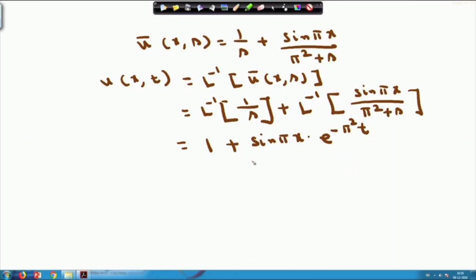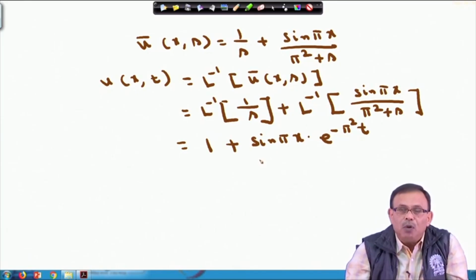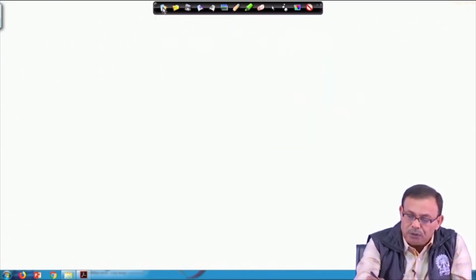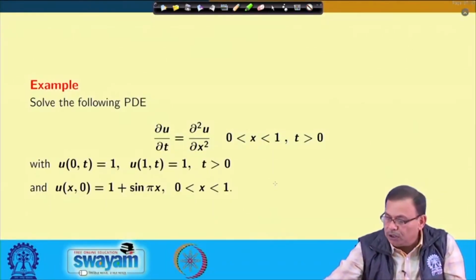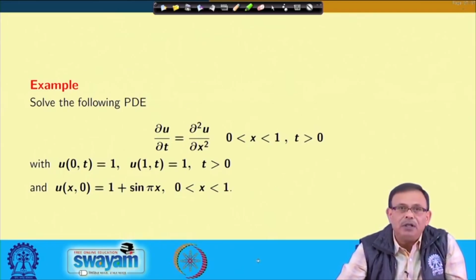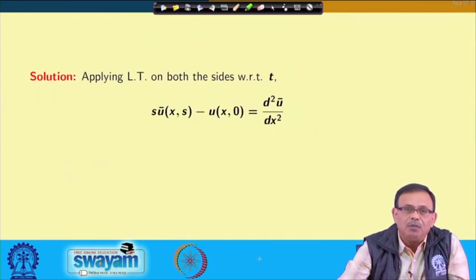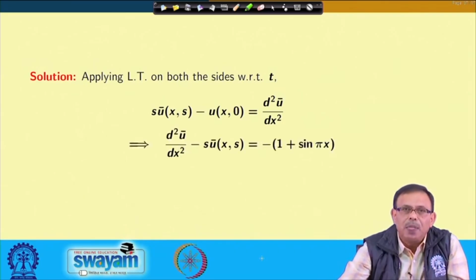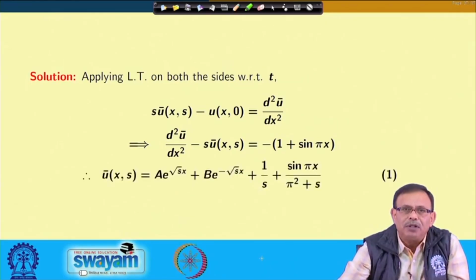So, your solution becomes u(x,t) equals 1 plus sin(pi x) into e to the power minus pi square t. Let us see quickly: this was your original problem, and you take the Laplace transform on both sides with respect to t. The left hand side will be s u bar(x,s) minus u(x,0), and the right hand side will become d square u bar by dx square. This u(x,0) is nothing but 1 plus sin(pi x). By substituting that value you obtain this differential equation.